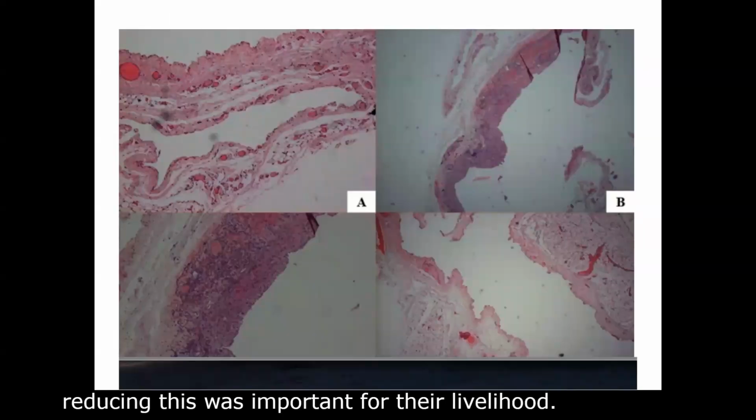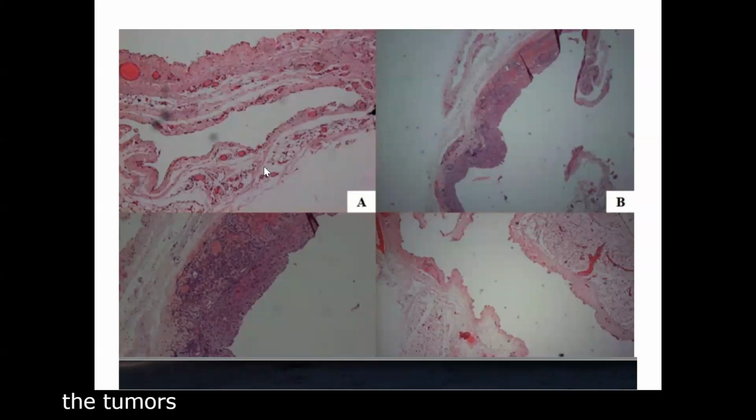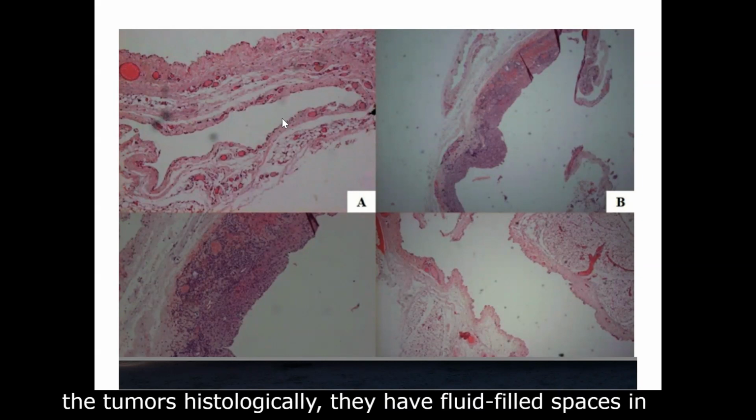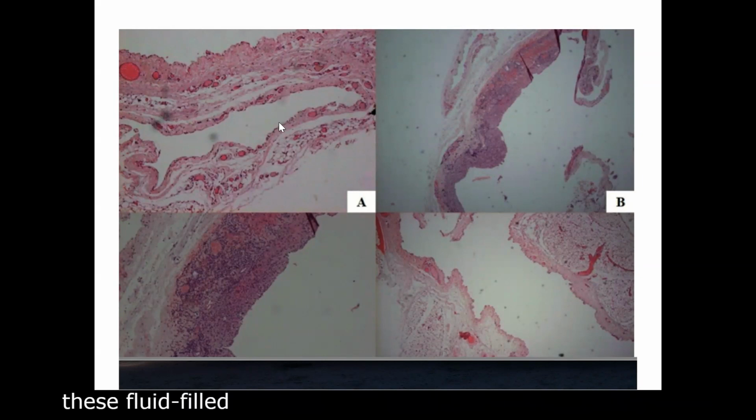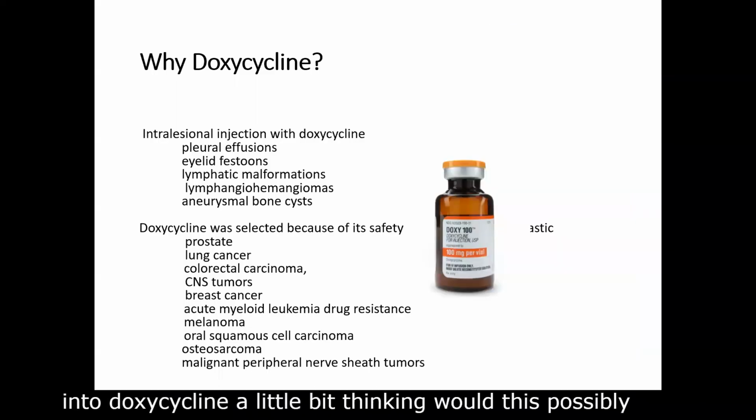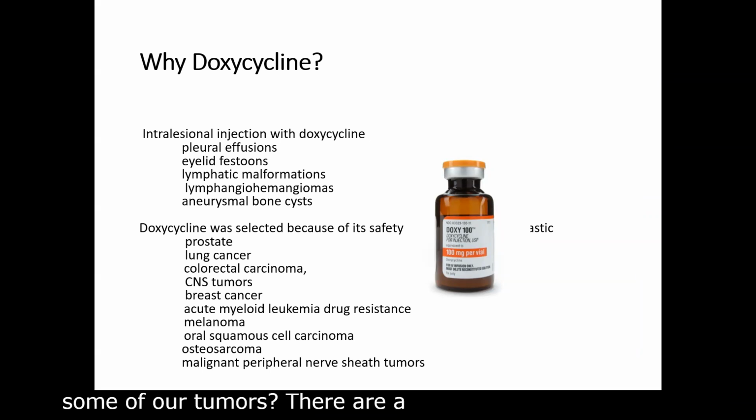When we look at these tumors histologically, they have fluid-filled spaces in them. And these fluid-filled spaces are what we think gets scarred down with the injection of the doxycycline. And so when we started looking into doxycycline a little bit, thinking, would this possibly be useful for some of our tumors? Well, there are a number of different types of lesions that can be treated with doxycycline.